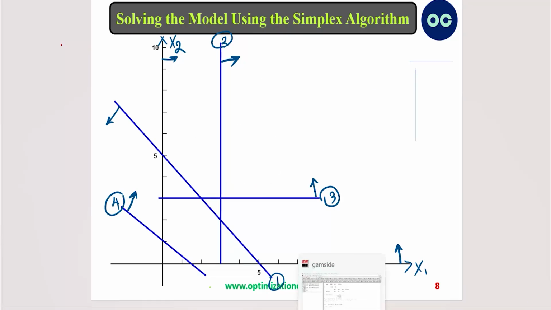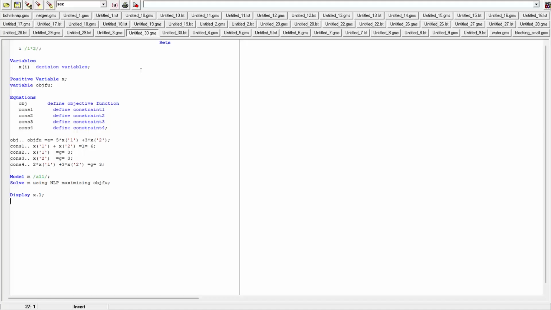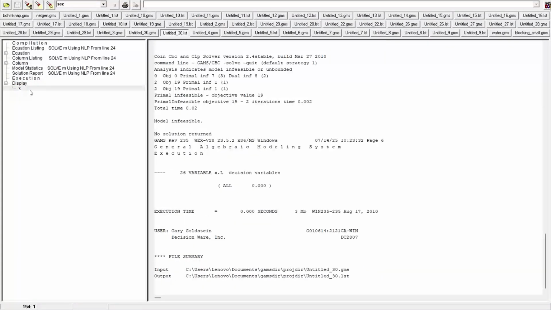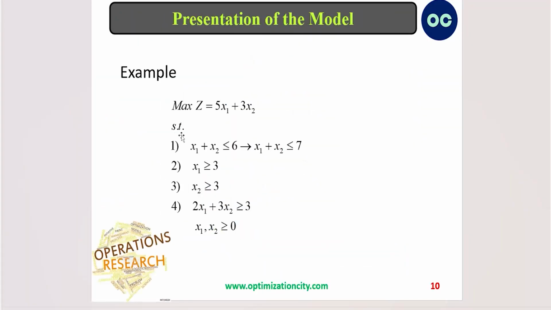So in GAMS, we make the same change to see what happened when we decrease the right-hand side of the first constraint. When solving here, we change the 6 to 5 and press the red arrow. What happened here? We can see no feasible return, or model infeasible. It means that we don't have any feasible solution for this case.